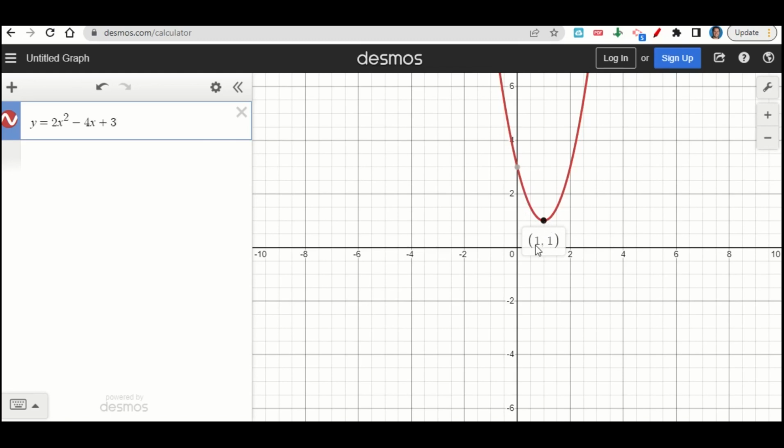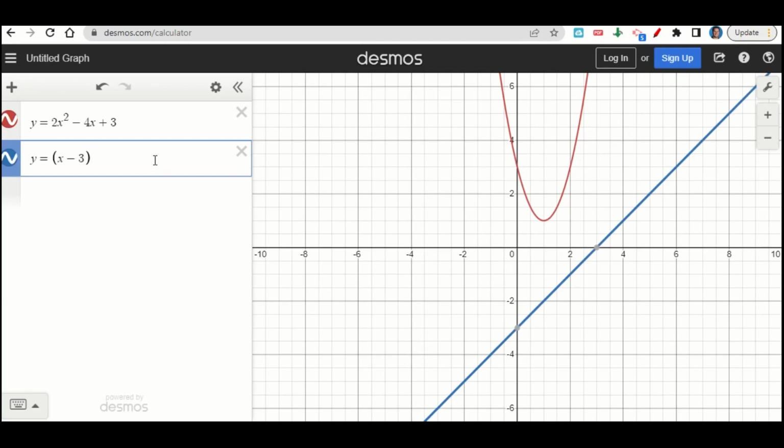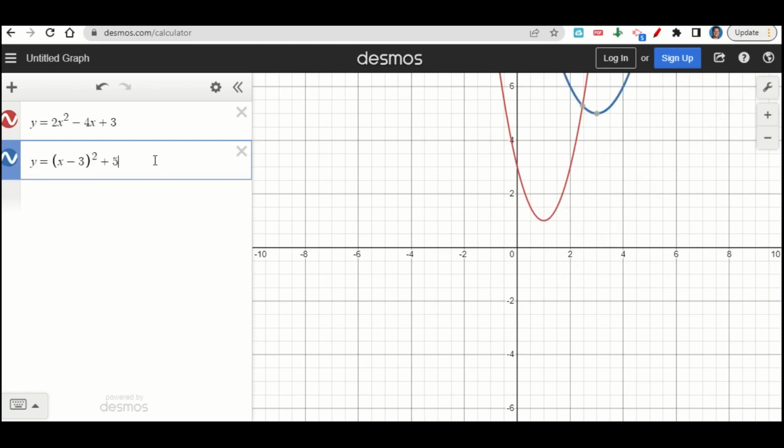And if we click on it, it'll tell us exactly where it is. So it's at x equals 1, y equals 1. We could also do it in vertex form. So y equals (x minus 3) squared plus 5. And we can see here that our vertex, if we click on it, is at (3, 5). So this is how you can use Desmos to check your work when trying to find the location of the vertex of a quadratic.